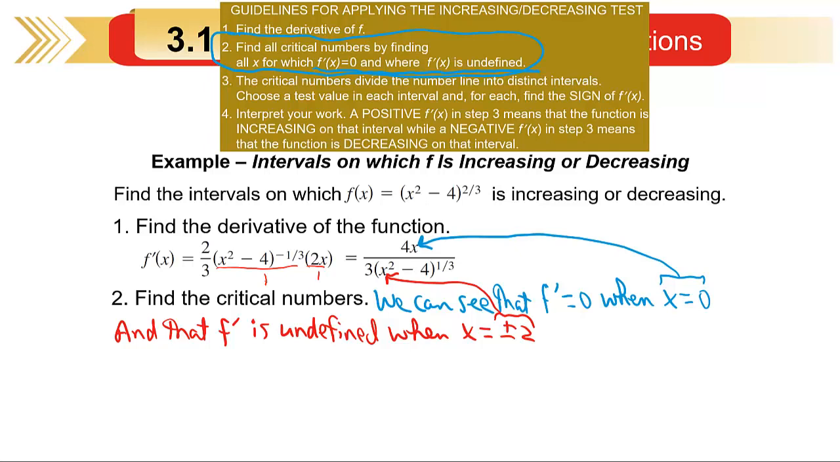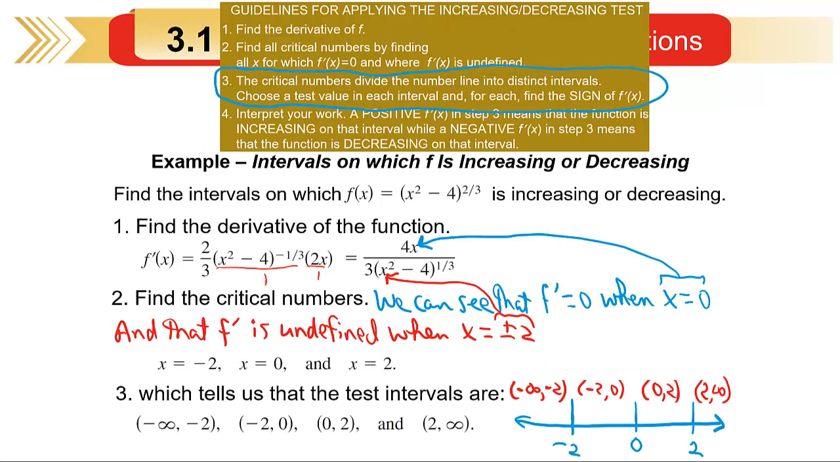And remember, look back up at step number 2. You're looking for values that make the derivative 0 and the values that make the derivative undefined. So when you have a fraction, the numerator gives you the values where the derivative is 0, and the denominator gives you the values where the derivative is undefined. So when all is said and done, you've got three critical numbers, plus or minus 2 and 0, and you want to put them in order from left to right. So it's minus 2, 0, and 2. Those are your critical numbers.